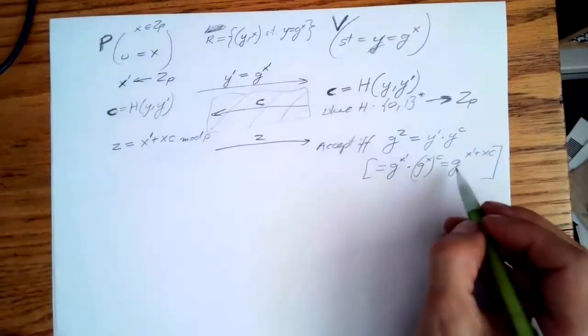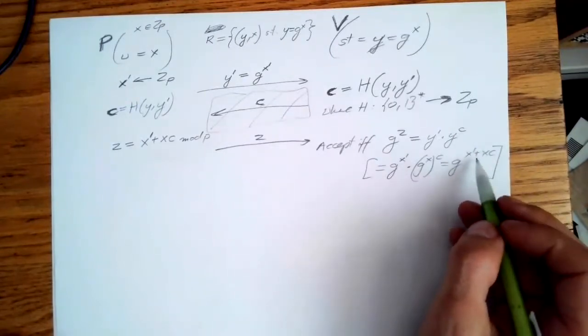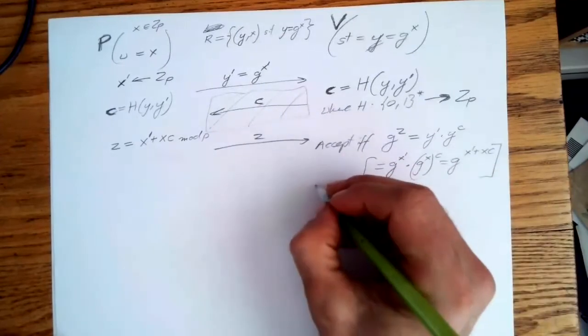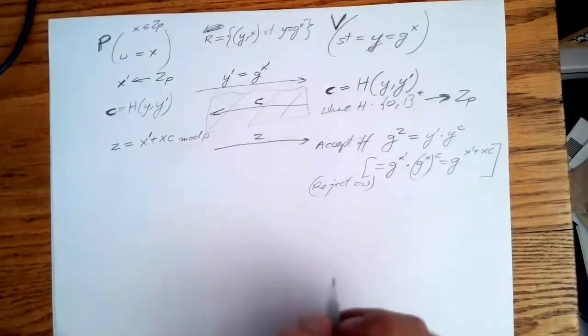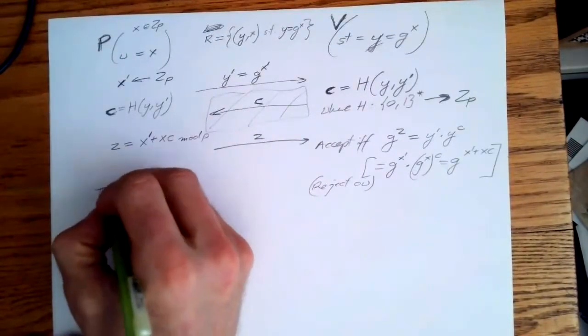Because this is a group of order p, so all the operations in the exponent are mod p. And reject otherwise. Okay, so that's it. That's the proof system.